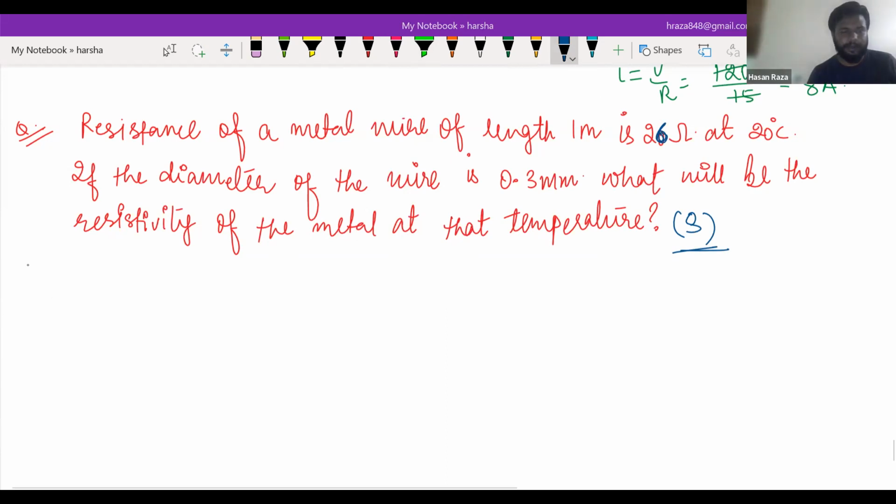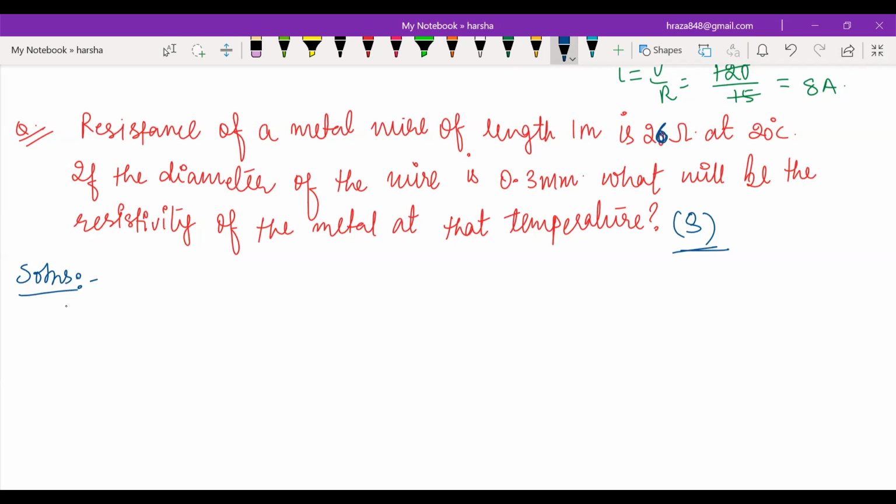Can you solve it, Hamna and Harsha? Sir, can you explain? Okay. Just say whatever is given, just focus on that.